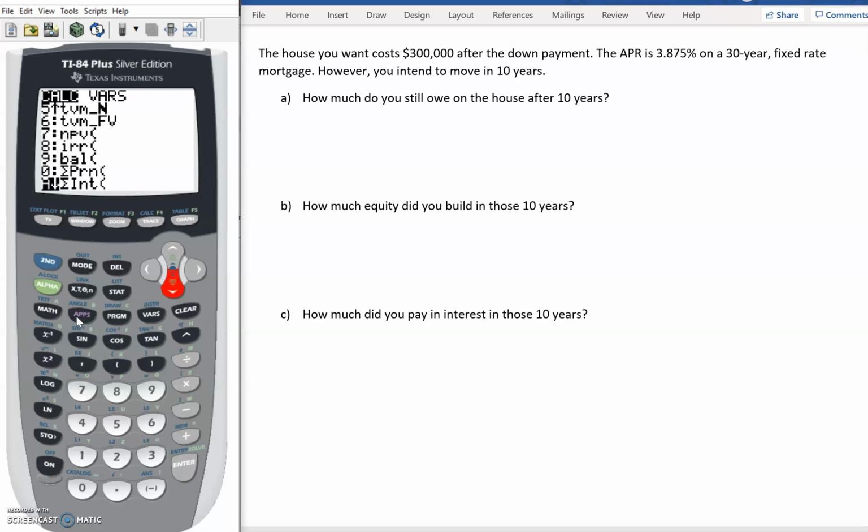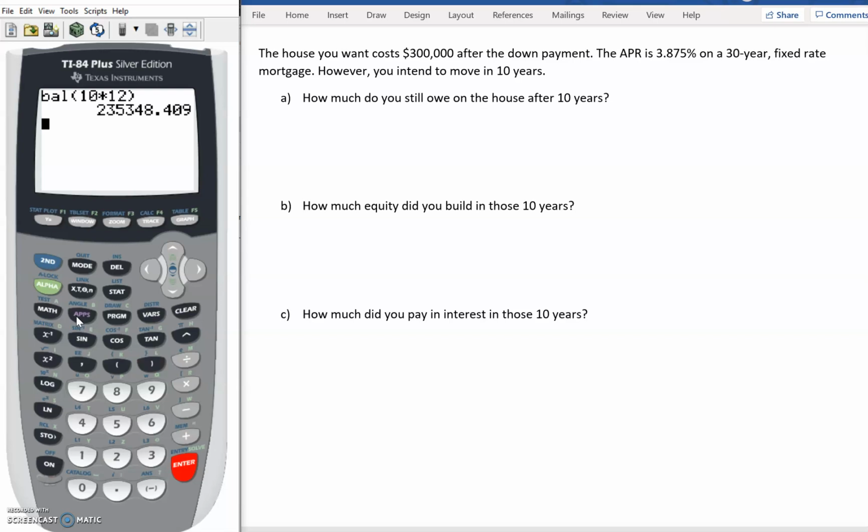So these functions will help us figure out, for example, the balance, which basically means what's our remaining balance after some number of payments. So how much do we still owe? Well, if we click balance, we want to say, what's my balance after 10 years? We don't want to say just 10 because we haven't made 10 payments. We've actually made 10 times 12. We've made really 120 payments.